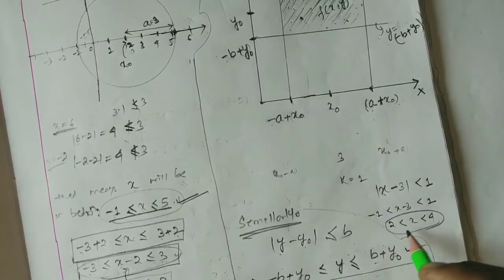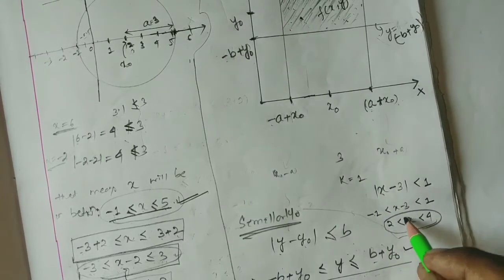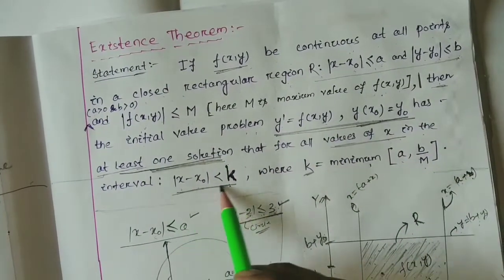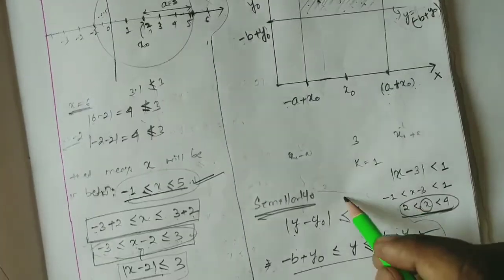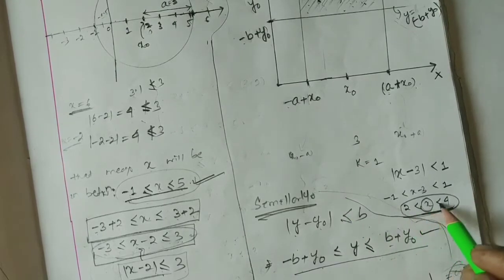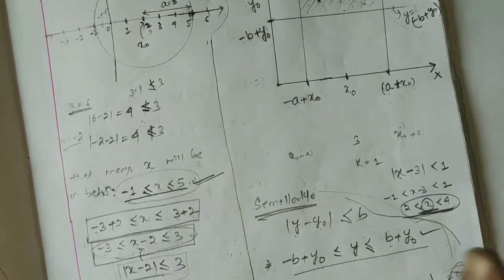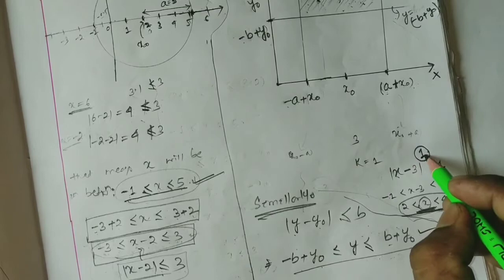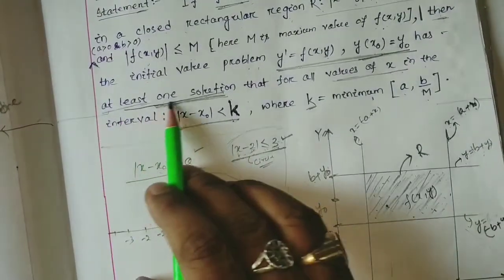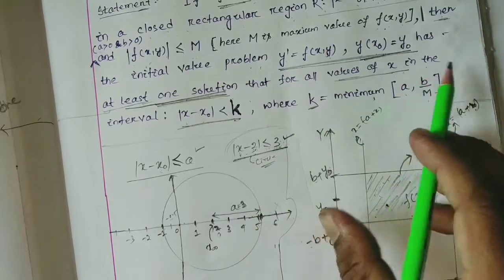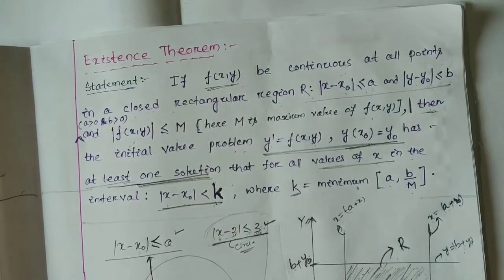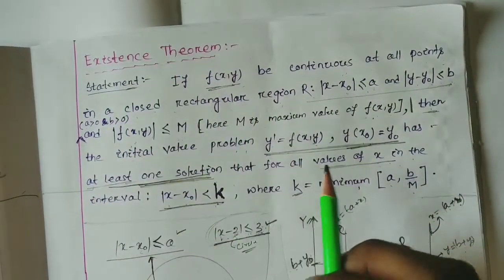So in between 2 to 4, for all values of x in between 2 to 4, what is told? That at least one solution exists for all values of x in the range. So here, by considering this example, we got that in between 2 to 4, for those values of x, we are going to get at least one solution, for all values of x in the range |x − x0| less than k. So this is all about the existence theorem of initial value problem.